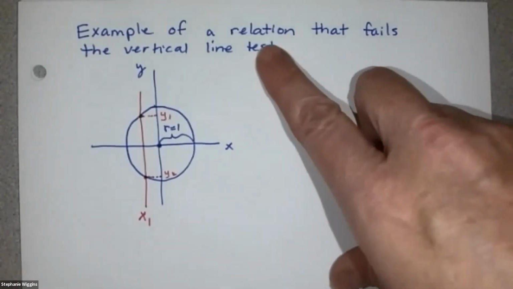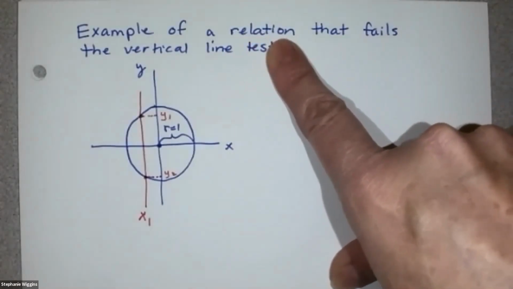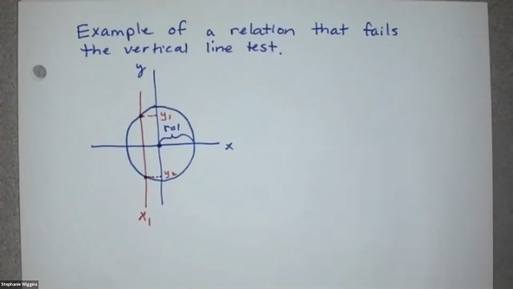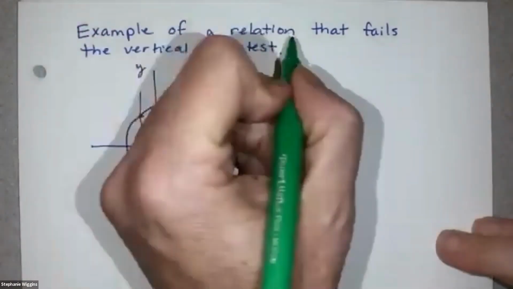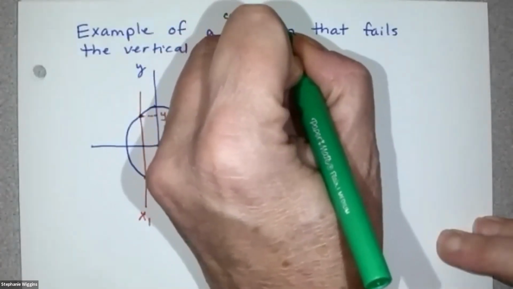So notice I use the word relation. A relation in mathematics is simply a collection of ordered pairs. A function is a relation with the added stipulation that there's exactly one y value for every x value. So every function is a relation, in other words, a collection of ordered pairs, but not every relation, and this is an example, is a function. Functions are a subset of relations. Okay, so this is just a collection of ordered pairs.